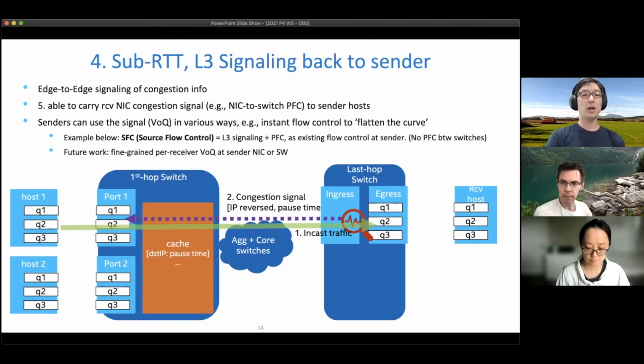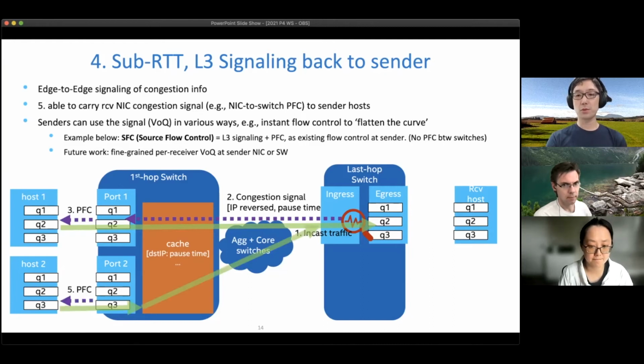And today, because we don't have such intelligent sender NIC side changes that can make use of the information, as a stopgap measure we are using existing PFC as a mechanism to instantly pause the sender flows at the sender NIC. But obviously, our future work is to introduce a more fine-grained, let's say, per-receiver virtual output queue abstraction, so that we can do a more fine-grained reaction to this kind of congestion signal.